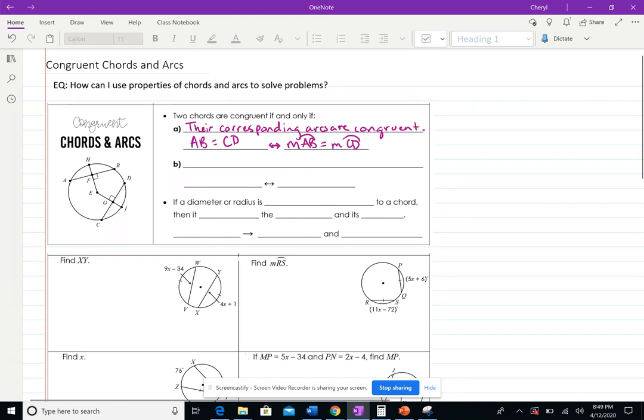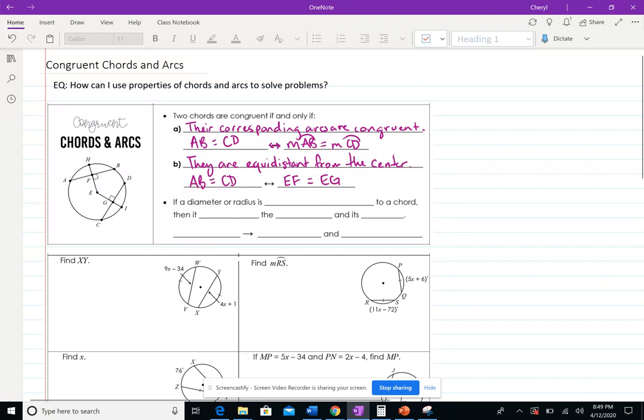The second property states that two chords are congruent if and only if they are equidistant from the center. So we have chord AB equal to chord CD if and only if EF, so segment EF, is the same distance as segment EG.